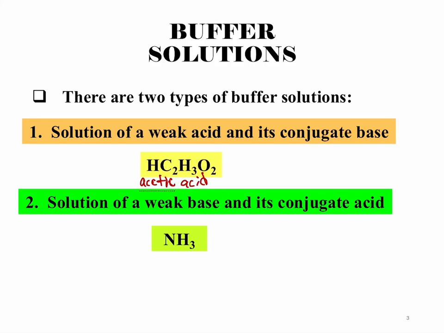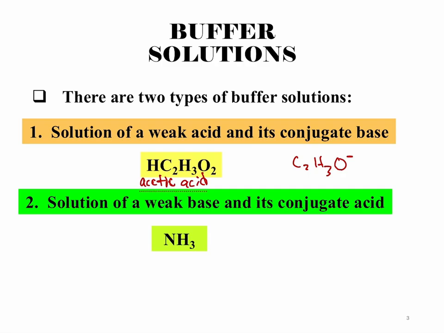Right? So if we have acetic acid, which is what we have right here, what would its conjugate base be? It'd be C2H3O2 minus, right? You lose the proton, and that's the conjugate base.